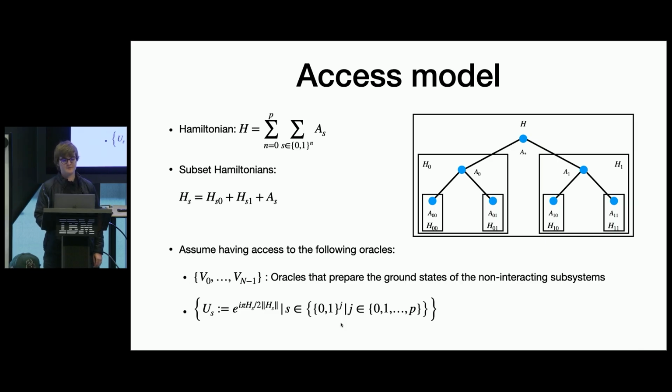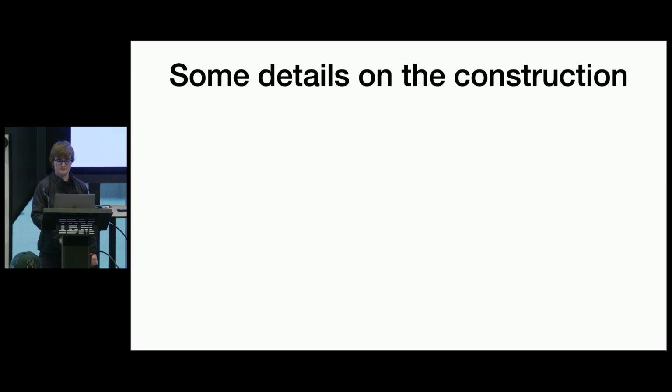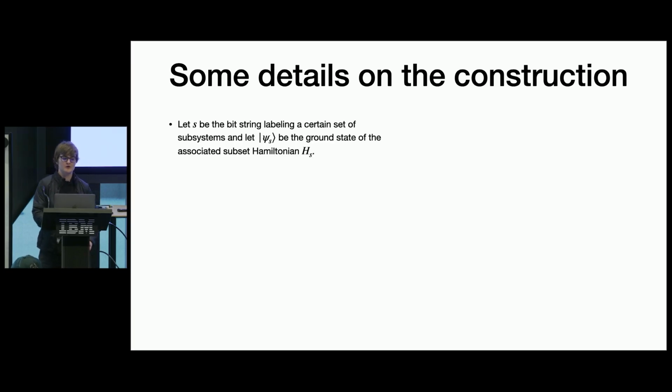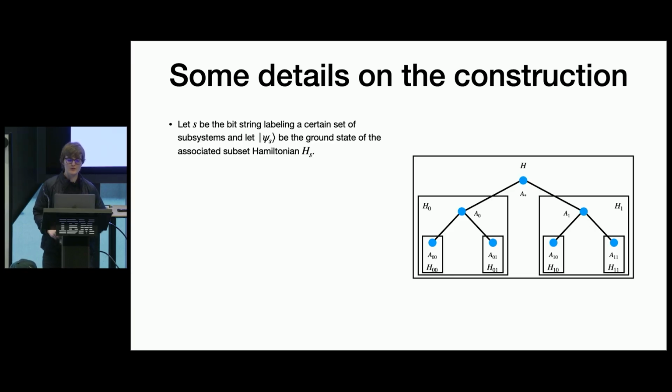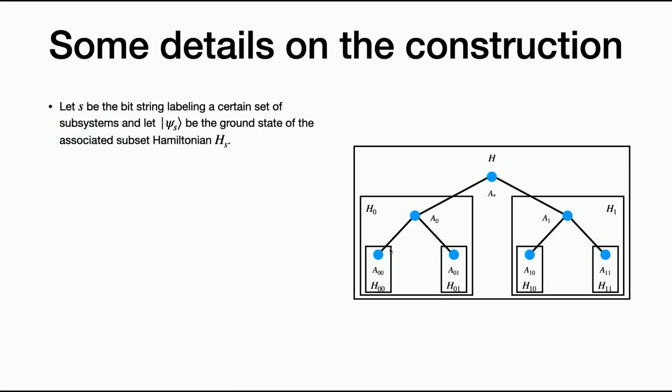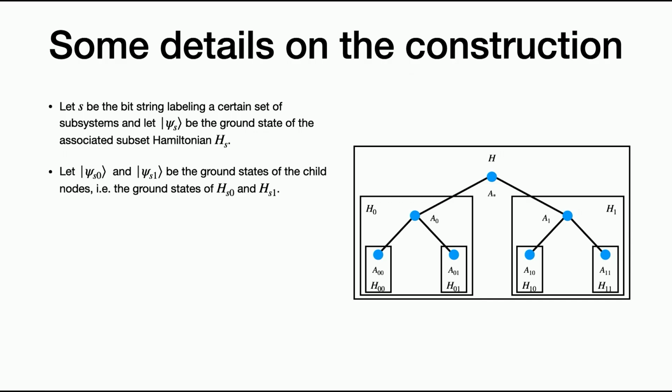Okay, and let's now move on to some more details on the construction. So again, S is just some bit string labeling a certain node corresponding to a certain set of subsystems, and let psi_S be the ground state associated with that subset Hamiltonian. And then similarly, we have psi_S0, and this is really meant to be read as a string concatenation. So psi_S0 and psi_S1 are then the ground states of the child nodes of that Hamiltonian H_S.